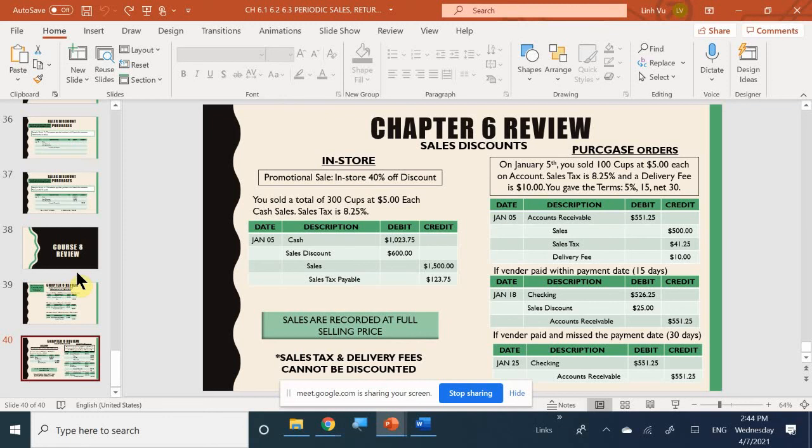A little note here is to make sure that you do not refund for shipping or discount shipping or tax, because those things are not applicable. You can only discount the original selling price. Okay?